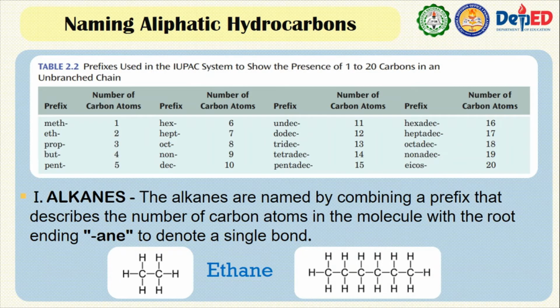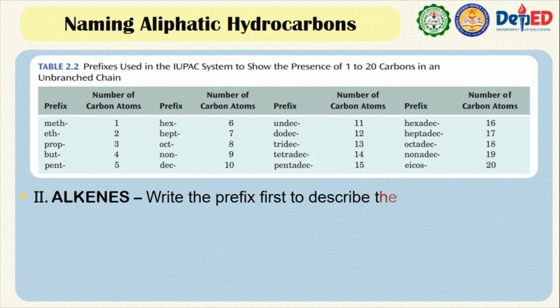Another example, let's take a look at these hydrocarbons. It contains 6 carbon atoms, so we use the prefix hex plus the root ending "ane", so we name this as hexane.